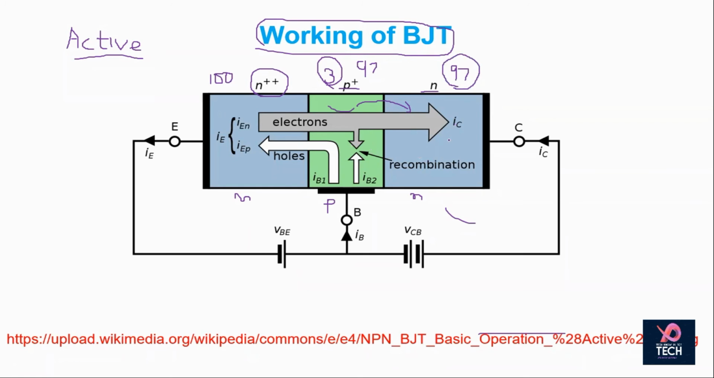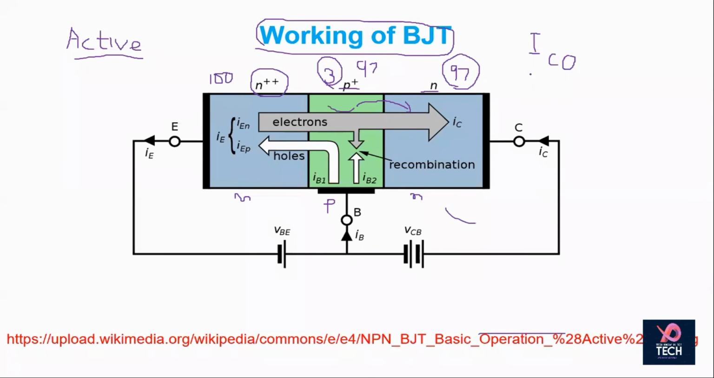Now, coming to the second point, this collector base junction is reverse biased. Reverse bias does not mean that there will not be any sort of charge movement. There will be charge movement, but that will be very small. So there will be some reverse leakage current, which is denoted by ICO. So this is reverse leakage current.